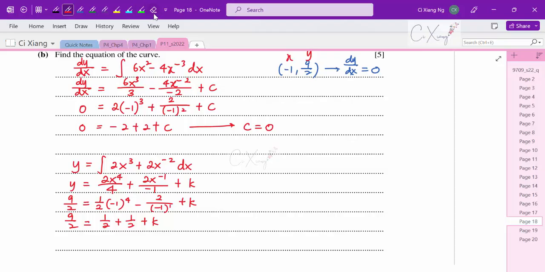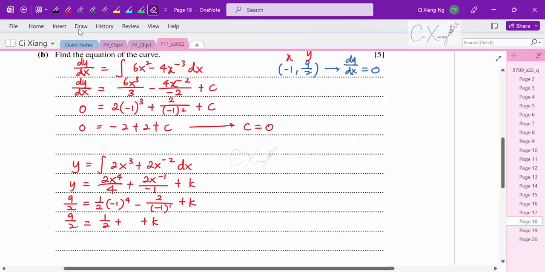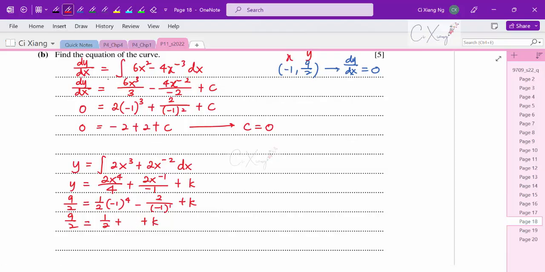Wait, sorry, I think I made a careless mistake. This is not the half, this one should be a 2, right? Because 2 divided by 1, I get a 2. And from here, I will get a value for k, which equals 2 actually. Then I rewrite my equation again with the correct final answer.